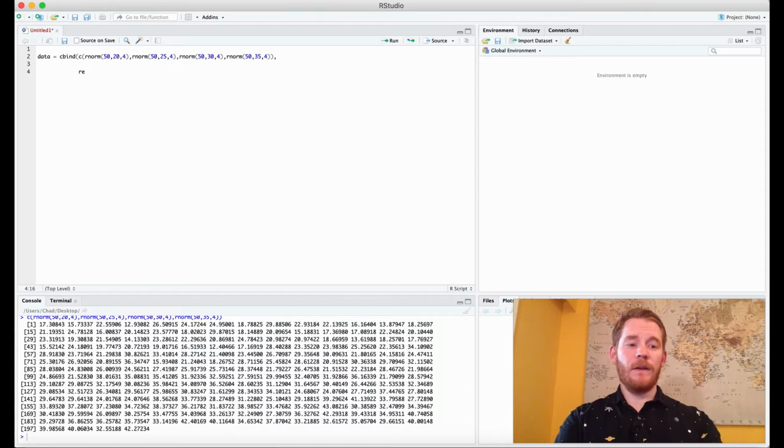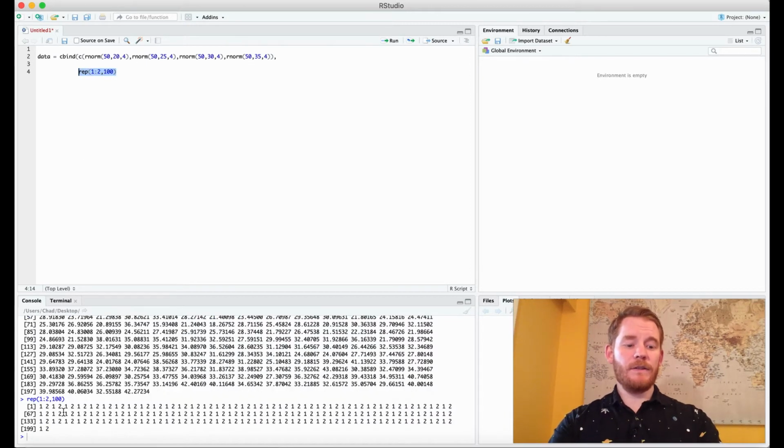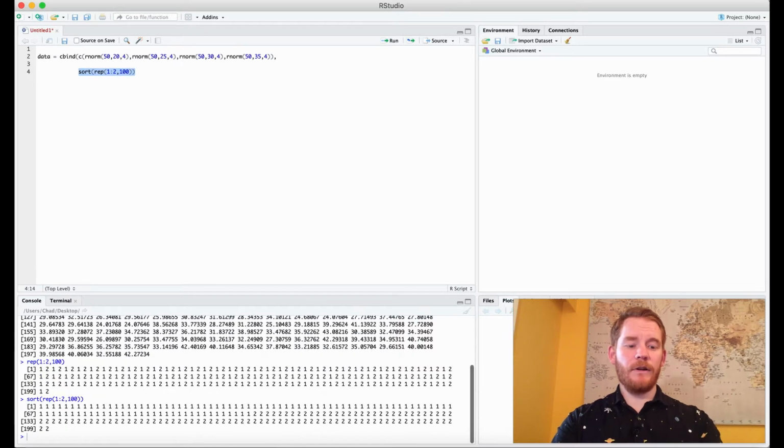The first one is what we want is 1 to 2, and we're going to repeat this 100 times. So what we get is 1 to 2, 1 to 2, 200 times. But then let's sort this, and what we'll get is 1 100 times, and then 2 100 times. So this is going to be our group. So this is group 1, and then group 2. So that's our first factor. Oh, let's leave the sort there.